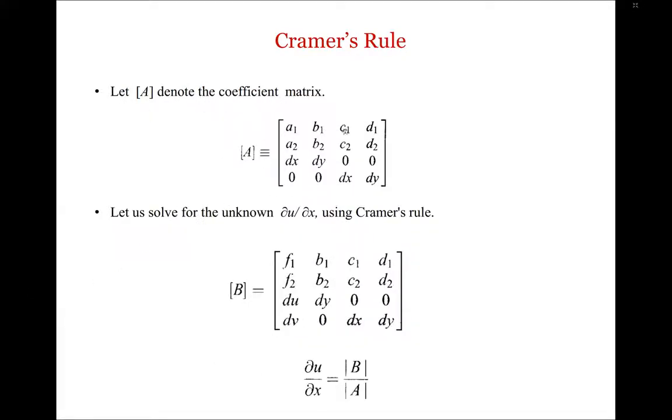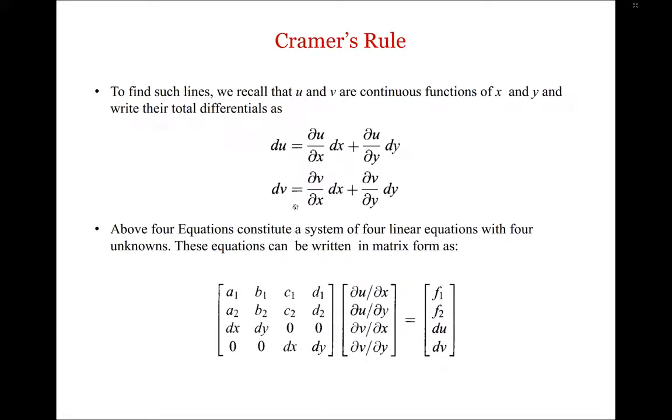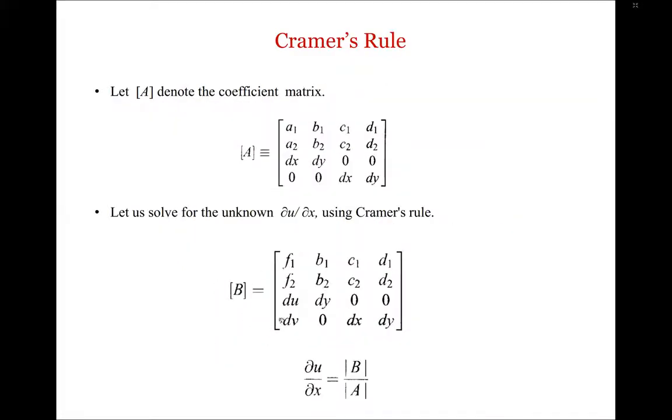So a1, b1, c1 is my A matrix, and the B matrix is obtained by interchanging this row with this one. So a1, a2, dx, 0 is replaced by f1, f2, du, dv. This new matrix is denoted by B.